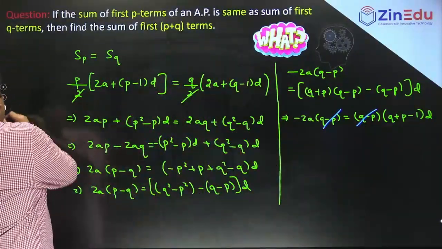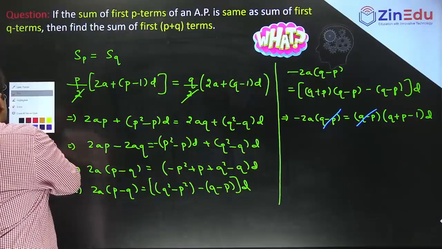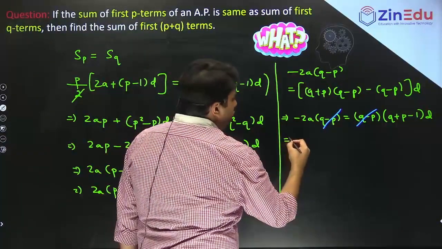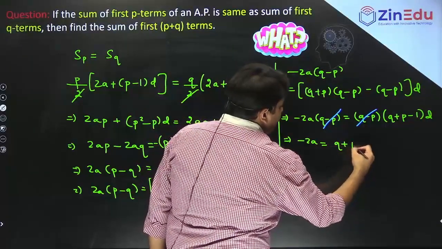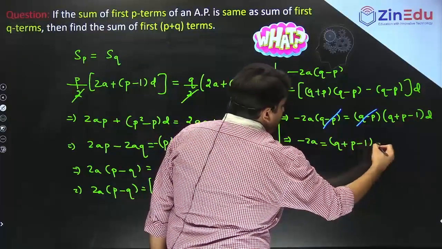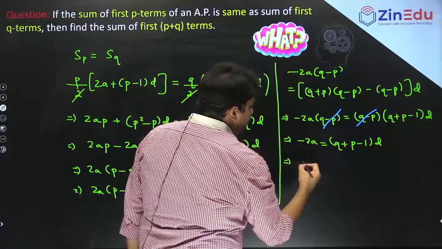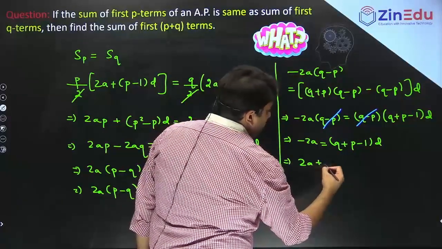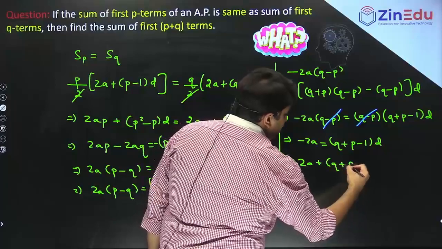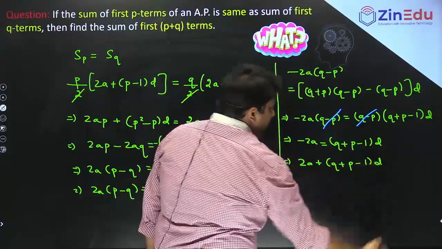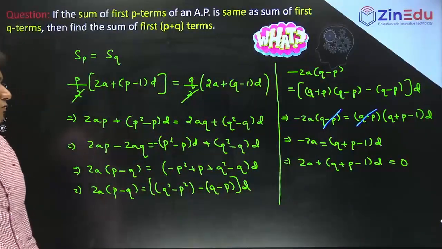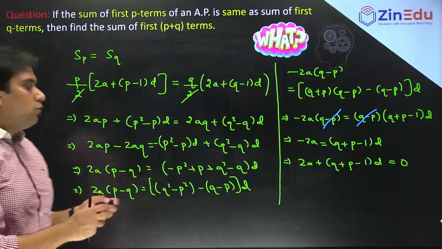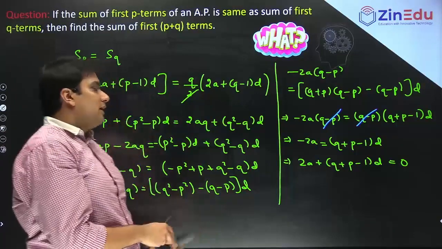So we will be left with minus 2a equals q plus p minus 1 into d. That means we are getting the result 2a plus q plus p minus 1 into d equals 0. So we are getting a certain result. We don't know what we need to do with this result as of now.